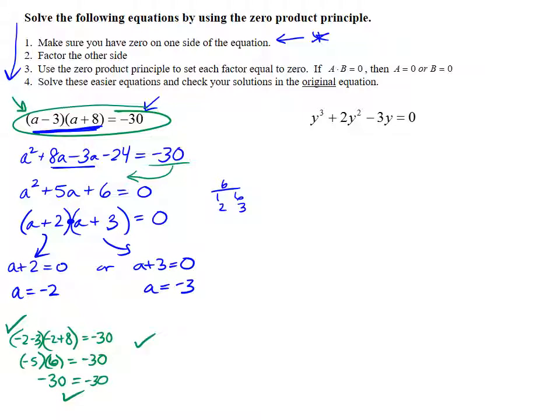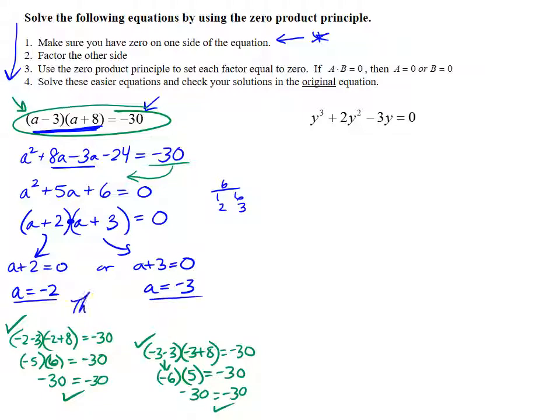Our second solution of negative 3, plug that in. (Negative 3 minus 3)(negative 3 plus 8) equals negative 30. Order of operations, negative 6 in the first parentheses, positive 5 in the second. Negative 6 times positive 5 is negative 30. That checks as well. So we do have two solutions that work. We could go ahead and phrase that as the solution, I should say plural, solutions are negative 2 and negative 3.